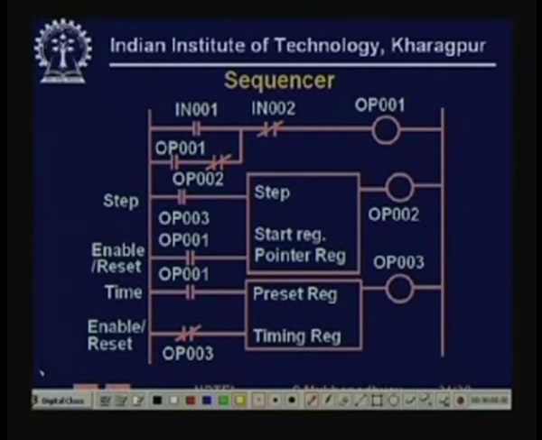There are some special instructions which are also there in a PLC RLL program language. For example, this is a sequencer. The sequencer is a block which can be separately programmed and which nicely executes a sequence of steps every time it is excited. So, let us see what is happening here.